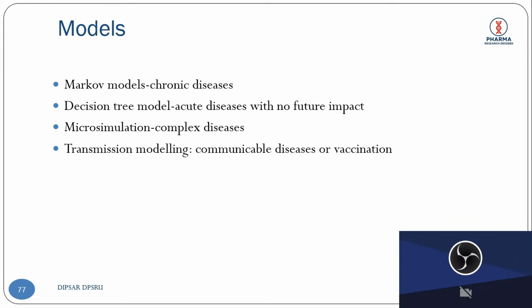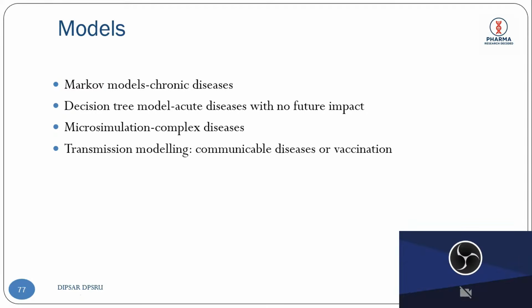So what are the different types of pharmacoeconomic models? You might have heard about Markov models, decision tree models, micro simulations, transmission modeling. So these are the different types of pharmacoeconomic models. If someone is suffering from a chronic disease, we will go with the Markov model. If someone has an acute disease with no future impact, we will go with the decision tree model. If there are complex diseases, we go with micro simulations. If there are communicable diseases or vaccinations, we go with transmission modeling. So these are the different types of model. Depending upon the disease, we pick the model.